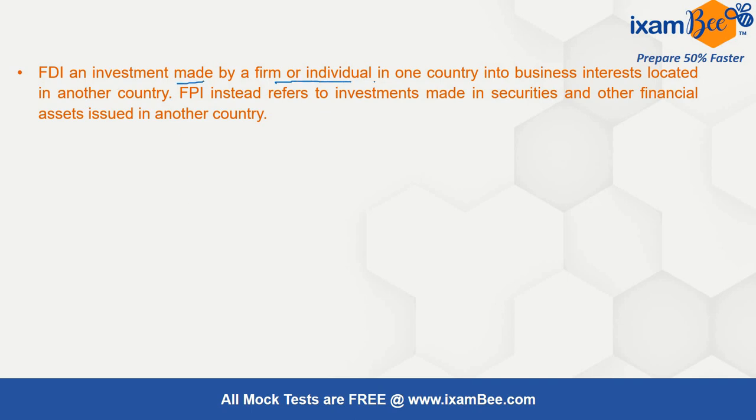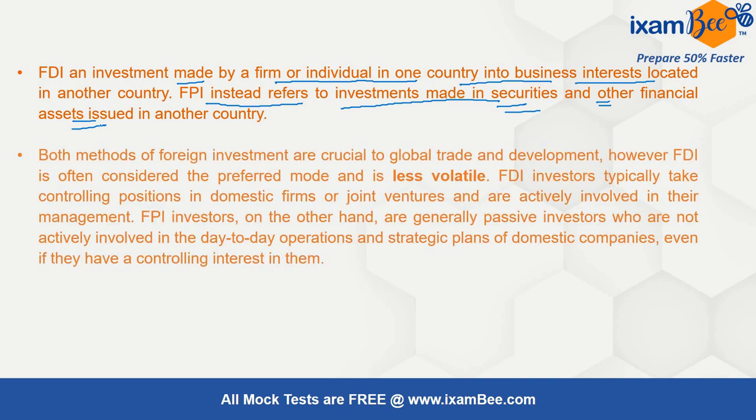Understand this definition: FDI is investment made by a firm or individual in one country into business interests located in another country, whereas FPI is investment made in securities and other financial assets. So this FPI is primarily related to the financing part, meaning shares, bonds, or any other instrument of that company has been bought. There is no involvement in the operations. Both are called foreign investment and are important for global trade and development.